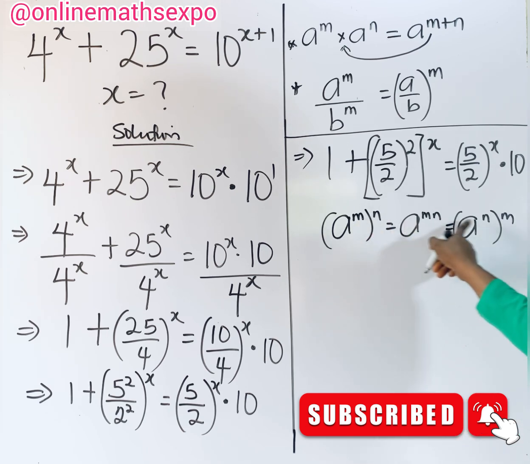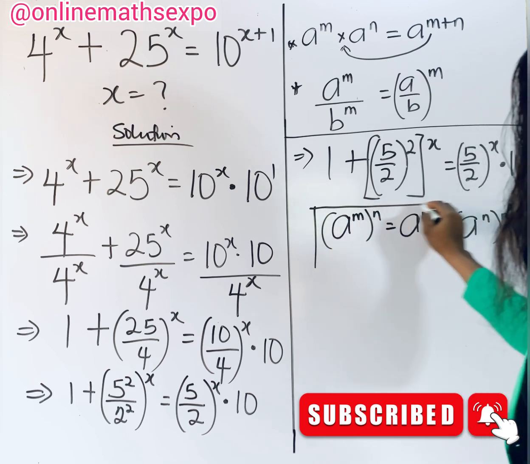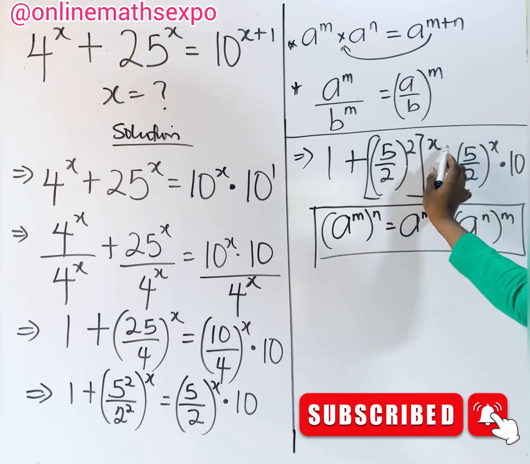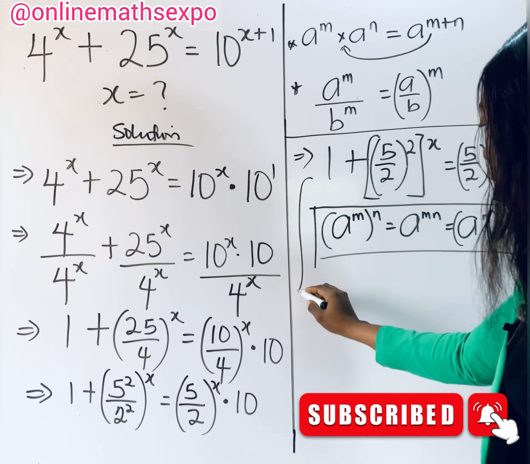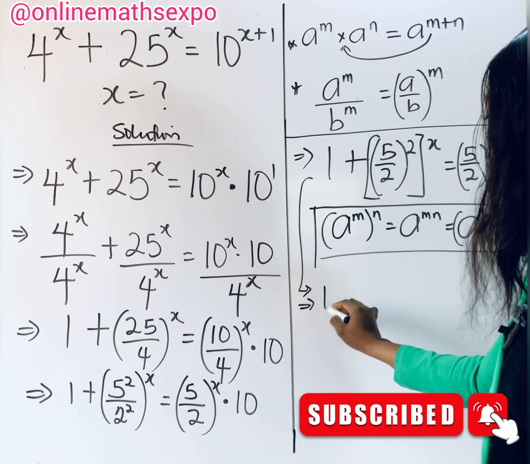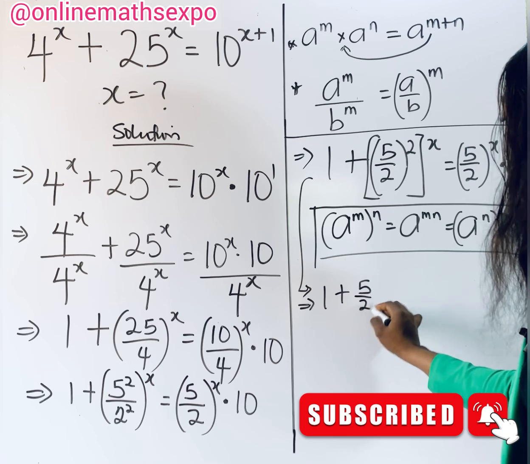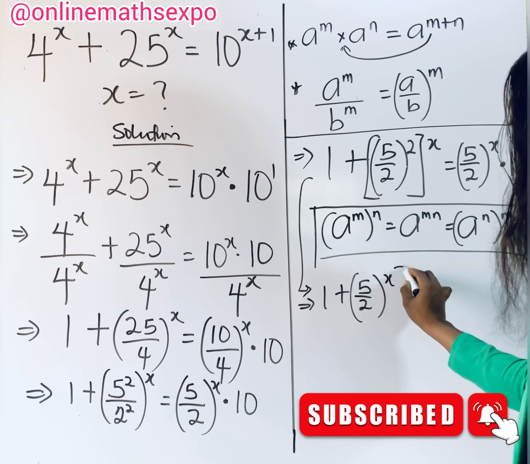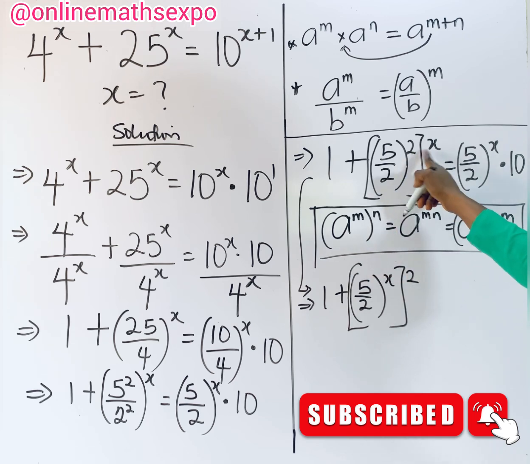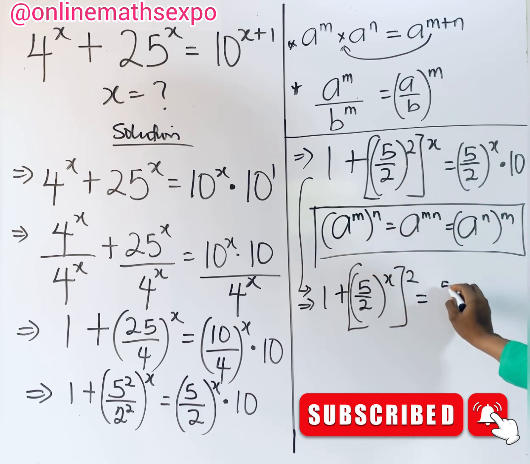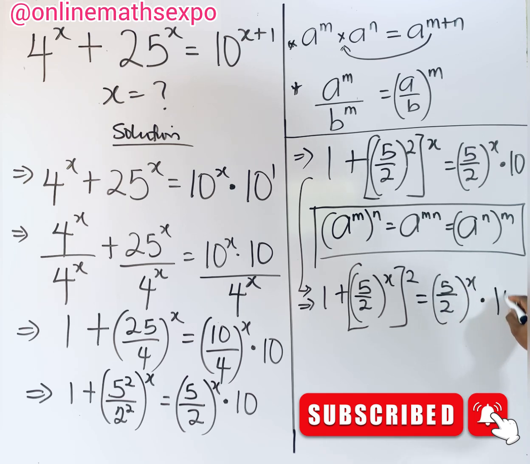You can switch the powers. They will still give you the same thing. So in this case, we are going to switch it so that it suits what we have here. So from here, we now have 1 plus 5 divided by 2 raised to power of x, which will be raised to power of 2. Okay, we just switched. Then it is equal to 5 divided by 2 raised to power x multiplying 10.